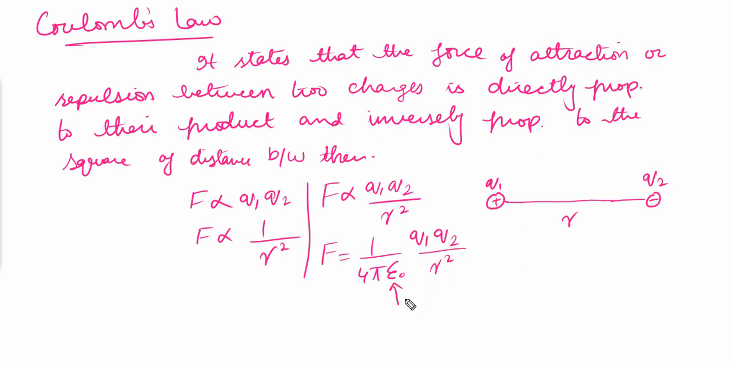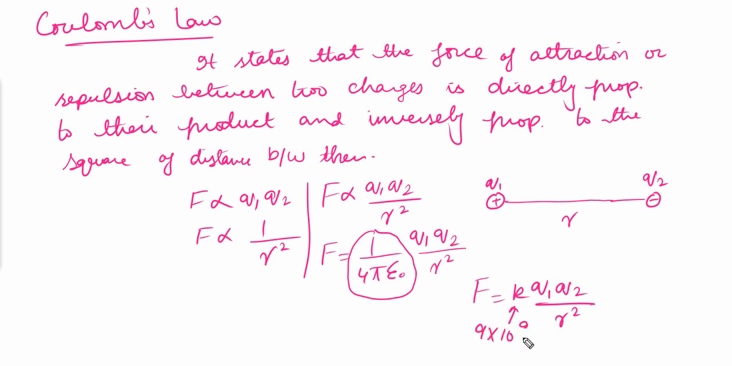Now this epsilon naught is the permittivity constant. Its value depends on the region or space between these two charges. If it is air or vacuum, then its value will be 8.85 times 10 to the power of negative 12. When we solve this, we will replace this whole thing with a simple constant, which will be considered as K. So I'll write F equals K Q1 Q2 over R square. Now this K is 9 times 10 to the power of 9.